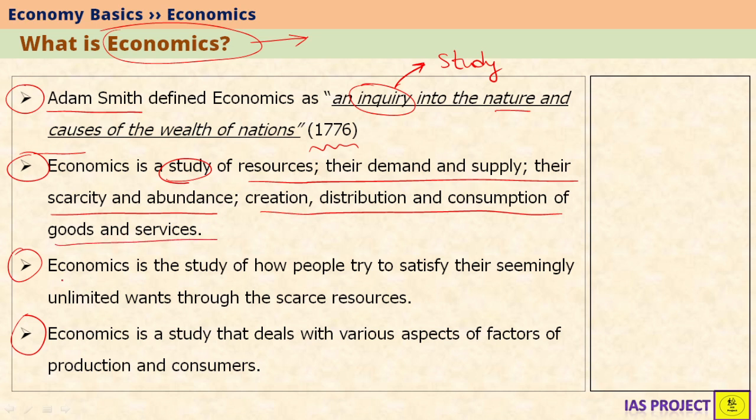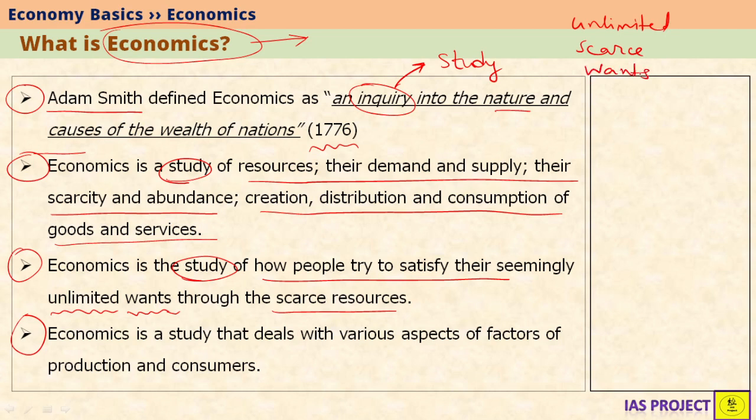The third definition: economics is a study. So if we see all these definitions, we see a common word here, study. So economics is basically a study. In the third definition, it is the study of how people try to satisfy their seemingly unlimited wants through scarce resources. We can see some keywords like unlimited, scarce, and the word used is wants.